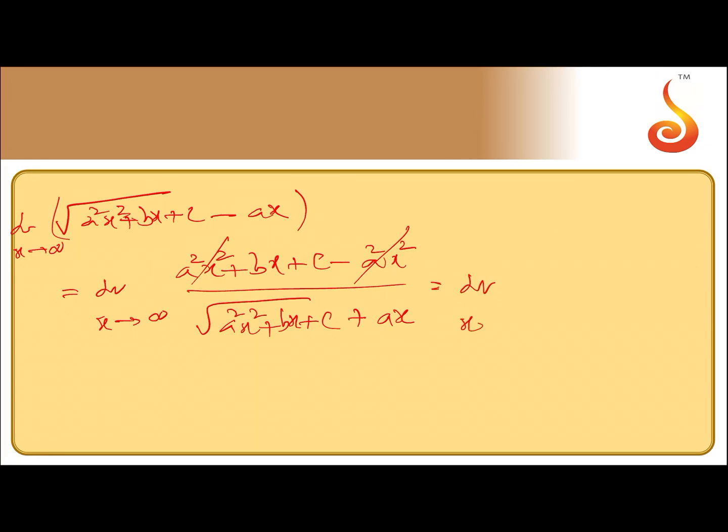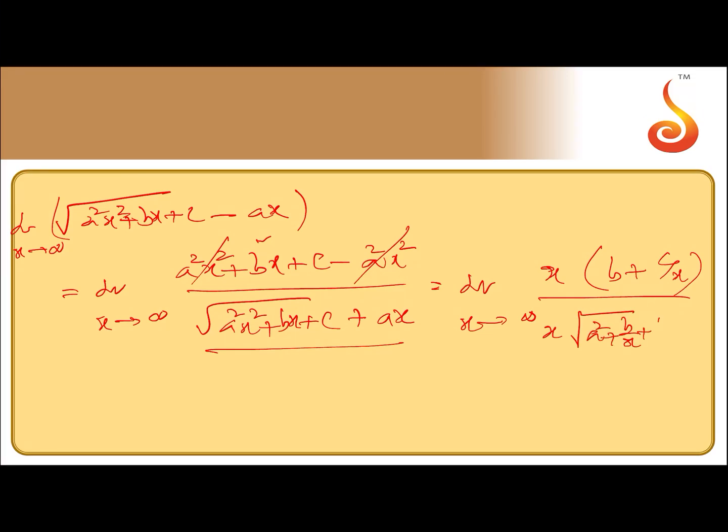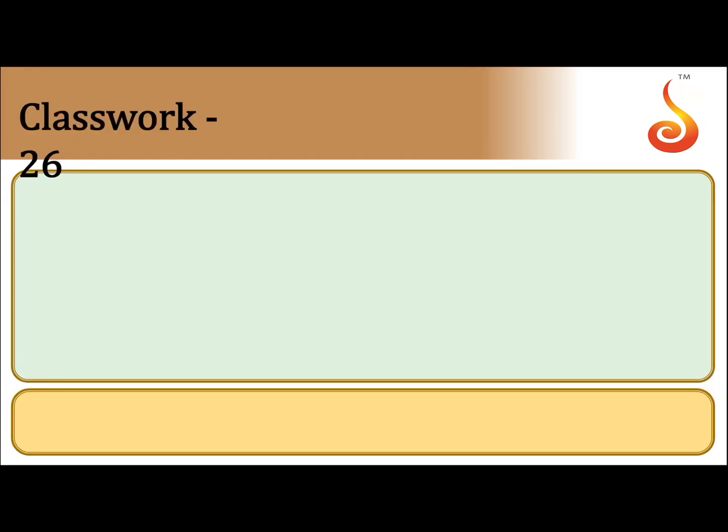Why don't you take x square common in the denominator? See, actually, the numerator is of degree 1 and the denominator is also of degree 1. So the ratio of the coefficients of the highest powers of x is the answer, actually. So it is bx, that is x multiplied by b plus c by x, divided by x multiplied by under root of a square plus b by x plus c by x square, plus a. And of course, 1 by x approaches 0. So the answer is equal to b divided by, of course, b plus 0 divided by root a square, I hope we'll be getting a plus a. Therefore, b divided by 2a. So the answer is equal to b divided by 2a.